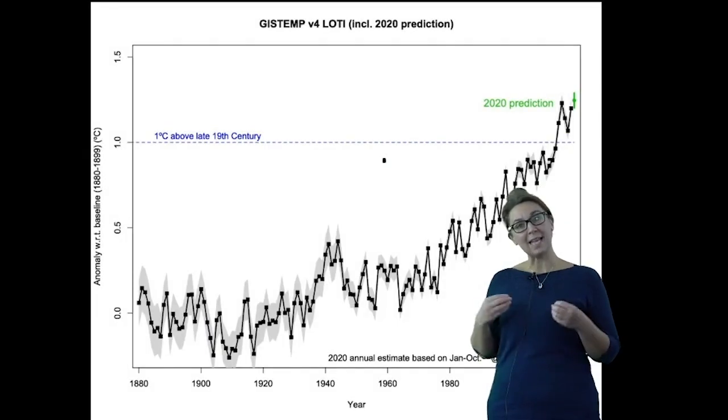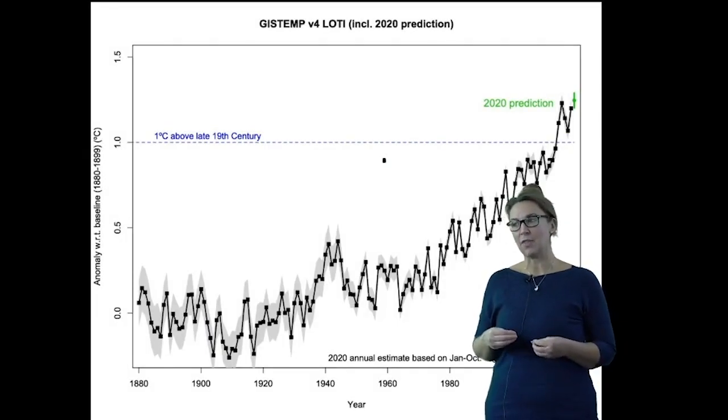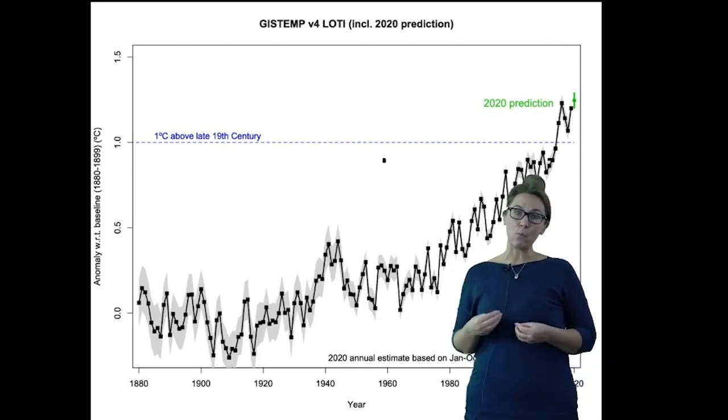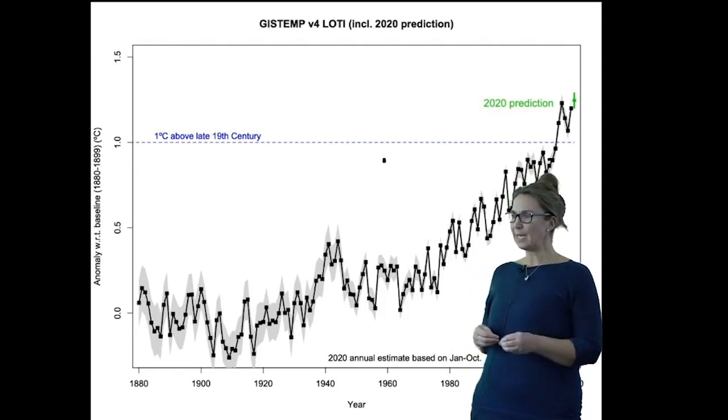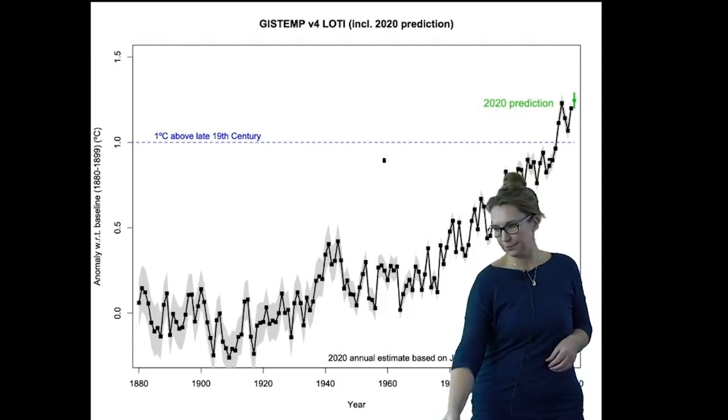Across our planet, the average temperature change of the surface of the Earth is now above 1 degree Celsius, and in places it's above 1.5 degrees. Let's talk a little bit more about that.